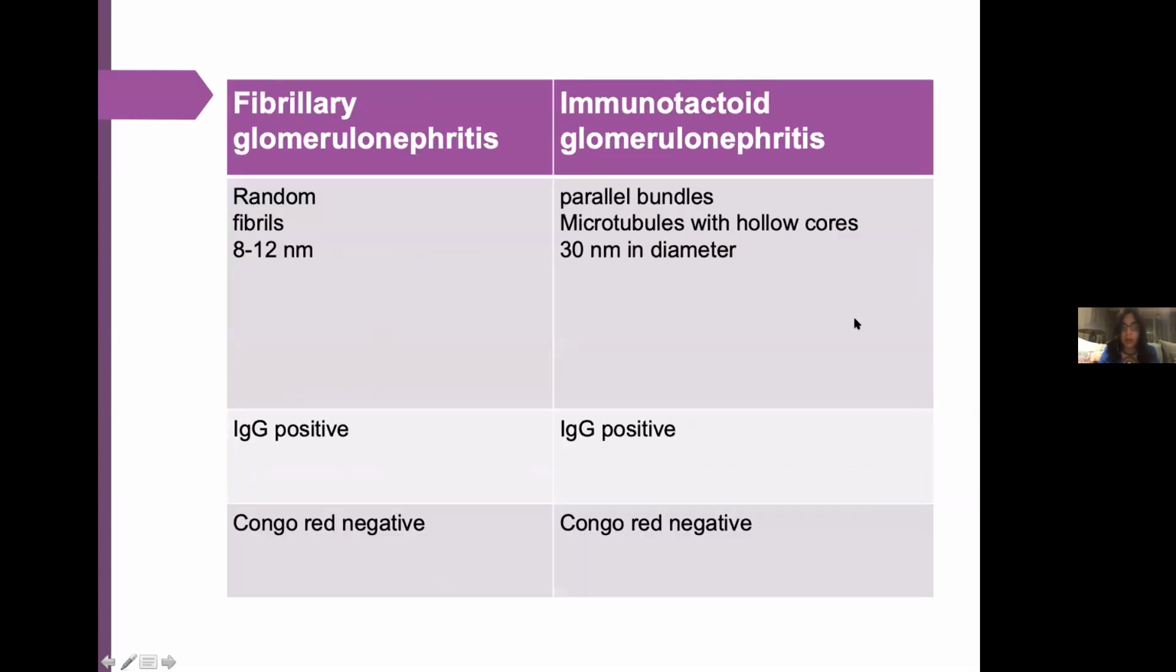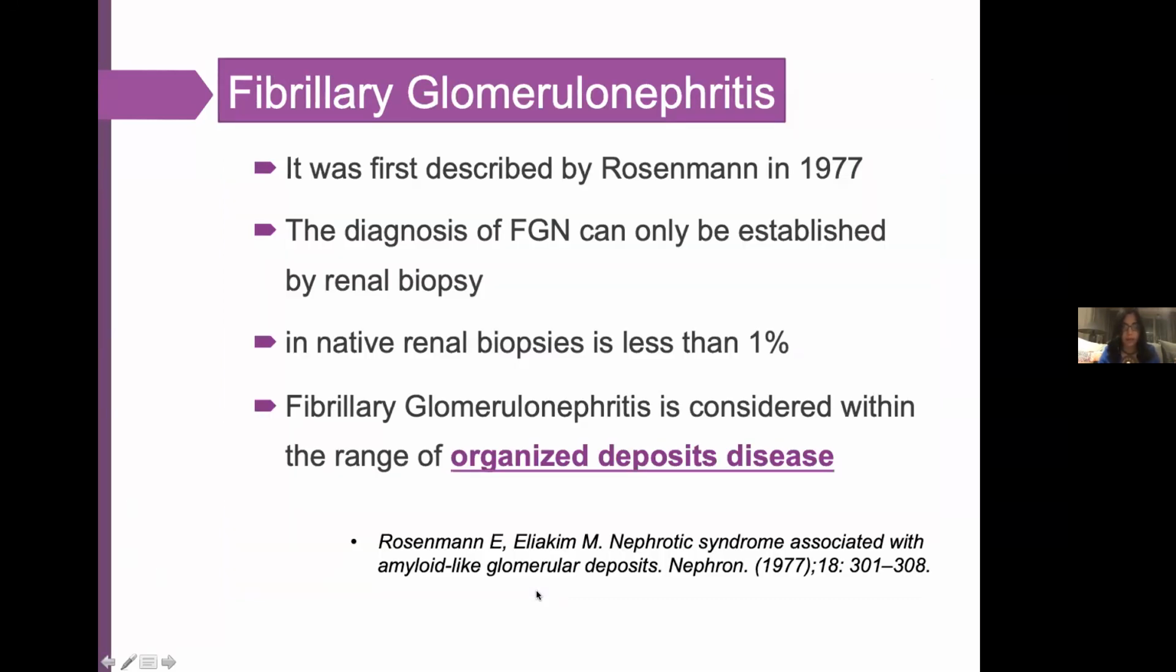Between fibrillary and immunotactoid, it's the random fibrils, or as I'm going to show you, as far as we used to know till very recent, we only had this differentiation, which is random fibrils. These are 8 to 12 nanometers. These are larger ones and they are microtubules. However, both of them are IgG positive and C3 positive, and both of them are Congo red negative. So up till very recent, you could not differentiate them except by EM. And they were called collectively organized deposits GN.